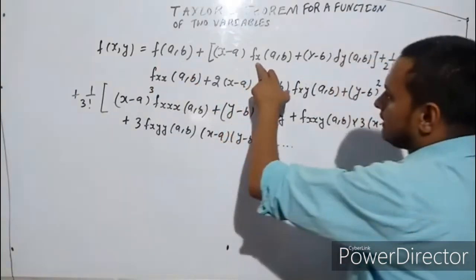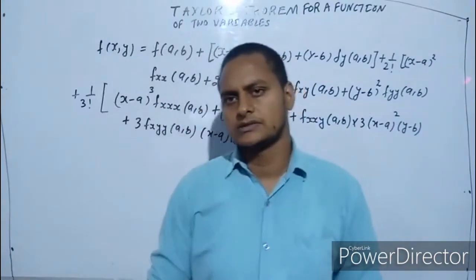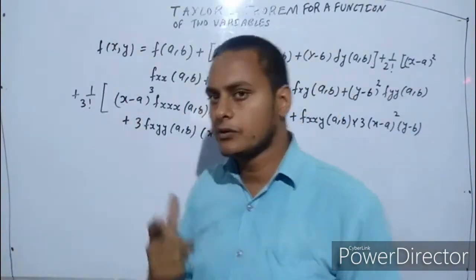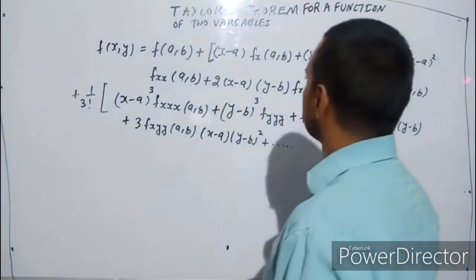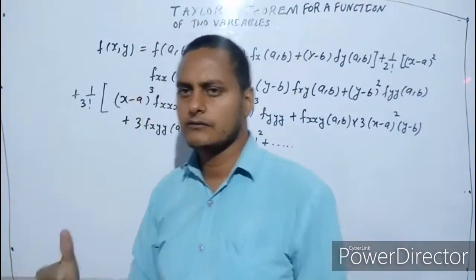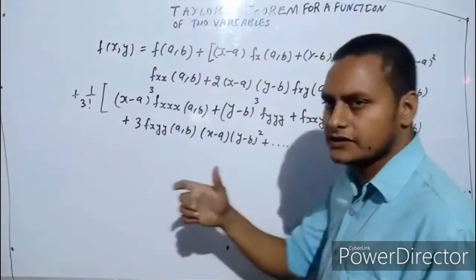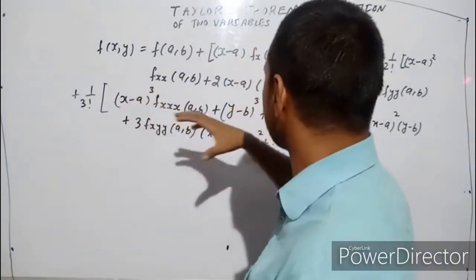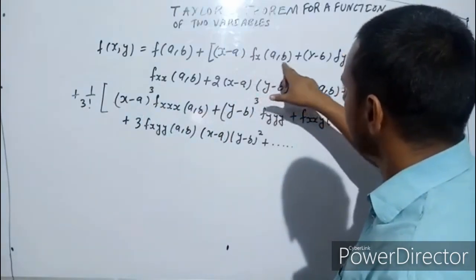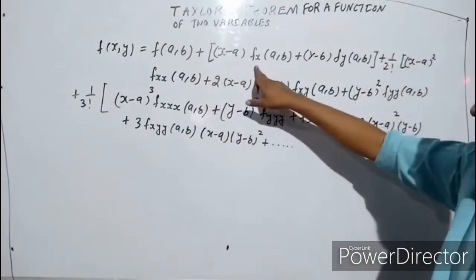After that, f_x, what is meant by f_x? This means the first derivative with respect to x of this function, and then we put the values x equal to a and y equal to b in that differentiated function, and multiply by x minus a. Now it is first differentiated with respect to x.